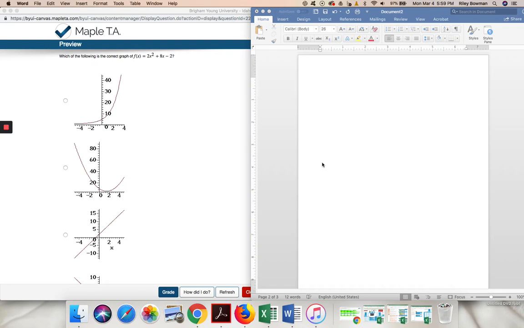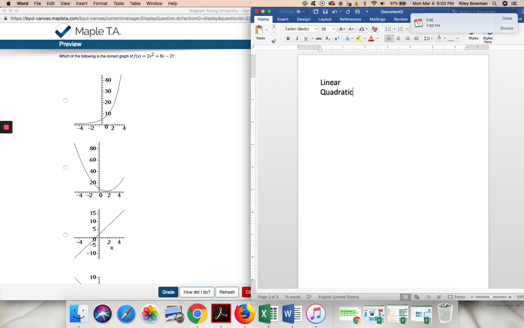Unit 2, exam review, question number 24. Which of the following is the correct graph of f of x equals 2x squared plus 8x minus 2? So there's a couple of things that some students are getting concerned about, which is linear, which is quadratic, and which is exponential. A linear, as a reminder, the x will only be raised to the first power.